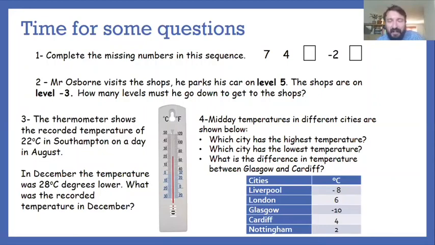Complete the missing numbers in this sequence. So work out the sequence and then you will make your way through to negative numbers by the looks of it. Mr. Osborne visits the shops. He parks his car on level 5. The shops are on level -3. How many levels must he go down?